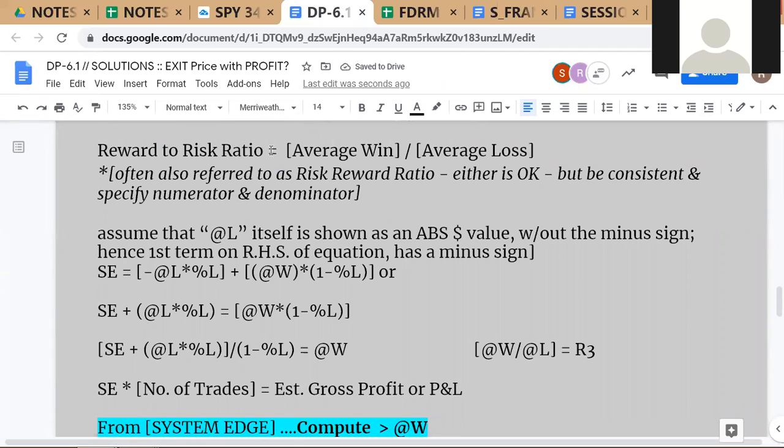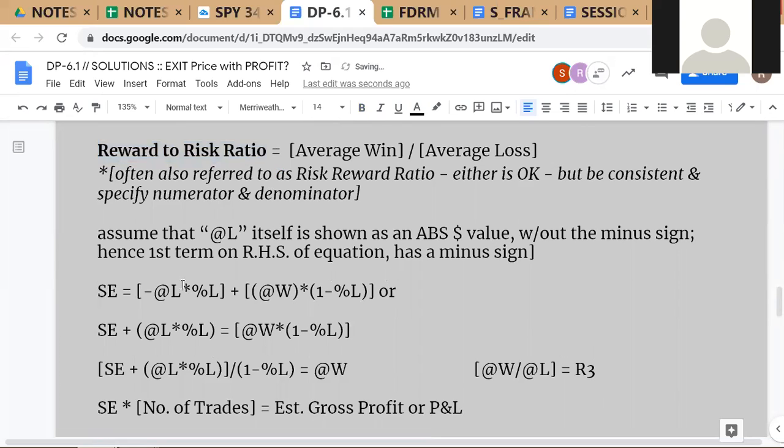This is an important term. We'll highlight it later. So you can see that the formula for system edge is: average loss. You always write the average loss with a minus sign. So average loss you compute as an absolute value. That's what is written over here. Then you put it in the system edge formula with a minus sign: minus average loss times percentage loss plus average win times 1 minus percentage loss, which is percentage win.